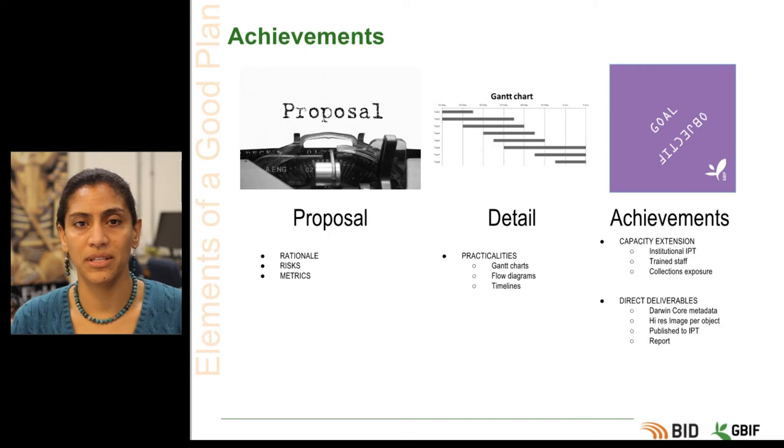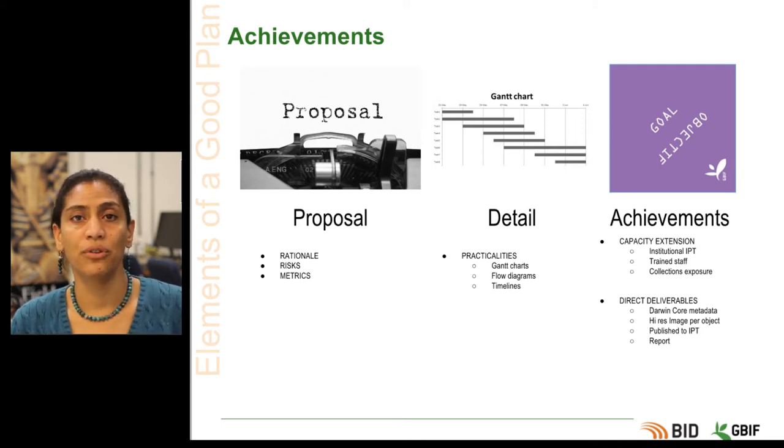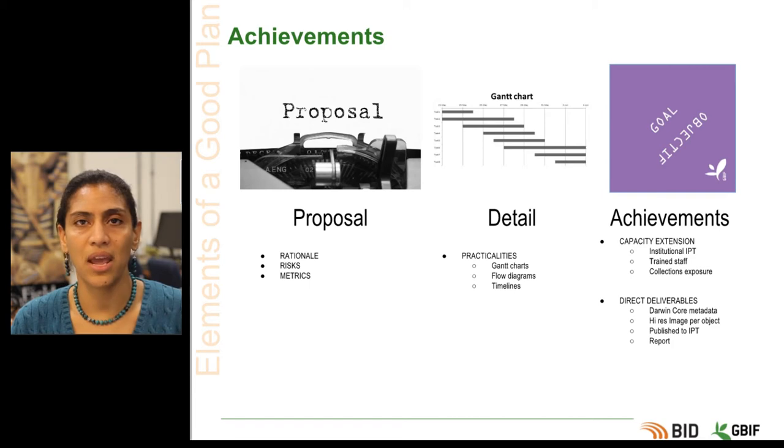The third element to take into account are achievements. You should break down high-level goals into direct deliverables that will move you towards those goals. For example, if your goal is capacity enhancement and extension, then you will have specific achievements that may include the installation of an institutional IPT, training of all collection staff in appropriate imaging standards, or the development of a new website.